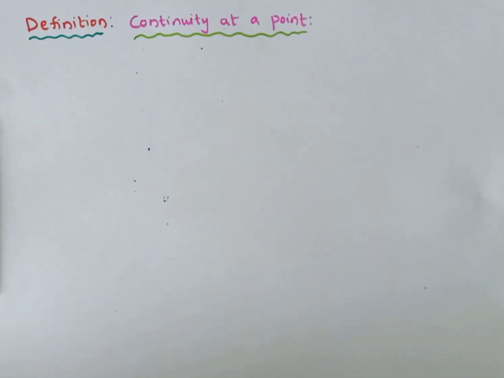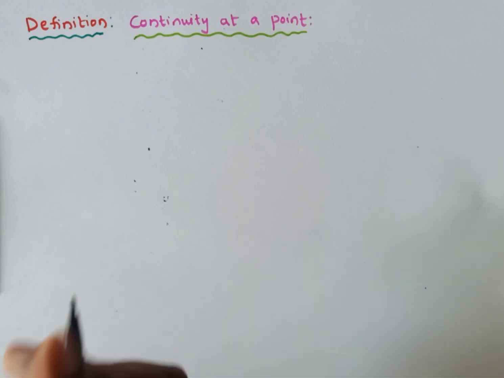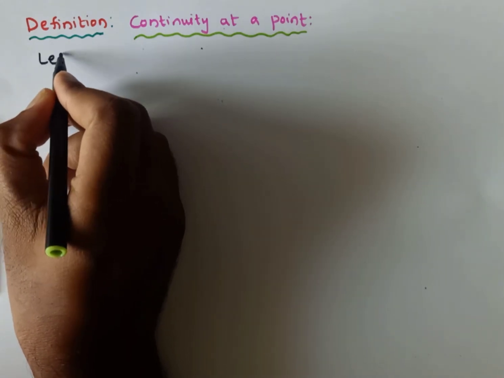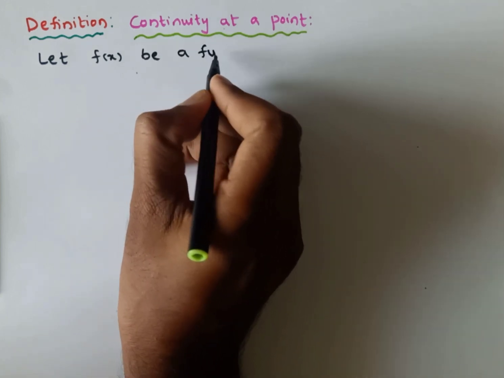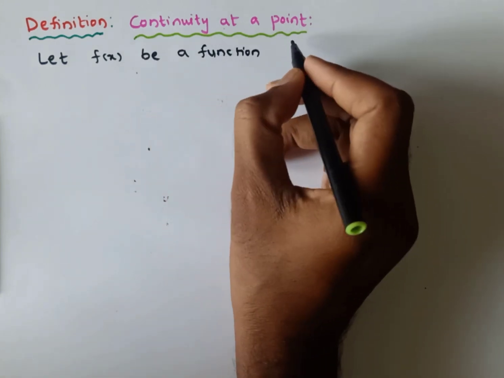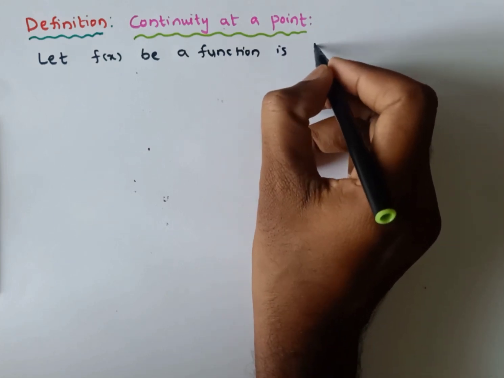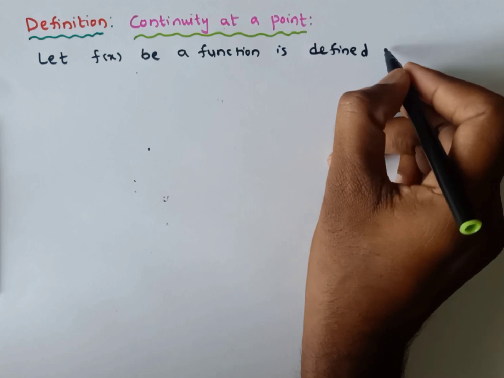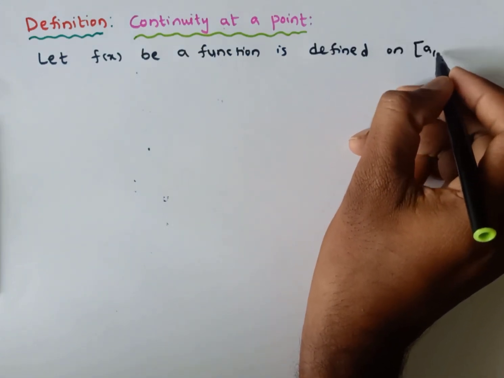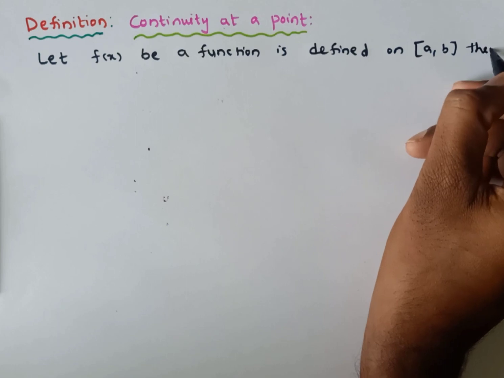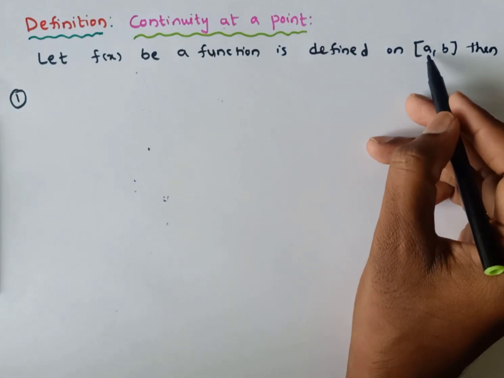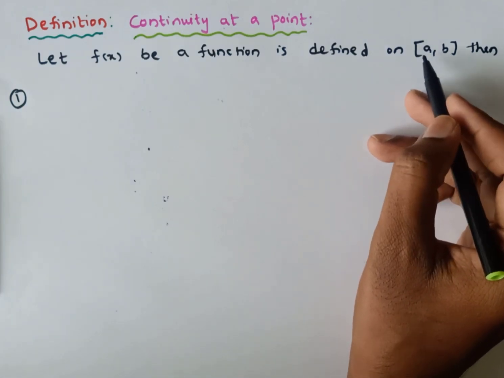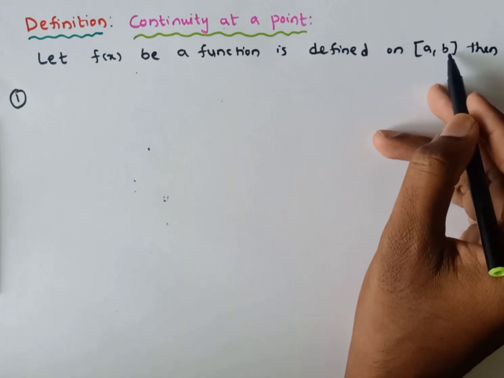Now let us define the continuity at a point. So the definition of continuity at a particular point. Let f of x be a function which is defined on a closed interval a comma b. Then here we can define 3 cases. The particular point may be between a and b, or maybe the end points: the left end point and the right end point.